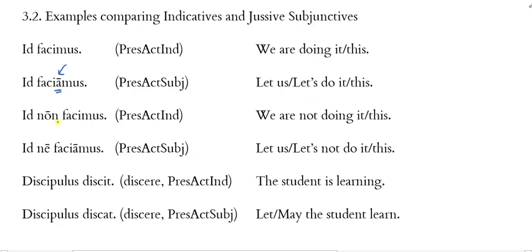All right. Now here I flip back to the indicative. Id non facimus. Notice that in the indicative, if I want to negate, I use non. Right. Id non facimus. We are not doing it or this. But if I want to now use a jussive subjunctive, id ne faciamus. Here I've got that a for the subjunctive. It's let's not do this, or let us not do it or do this.